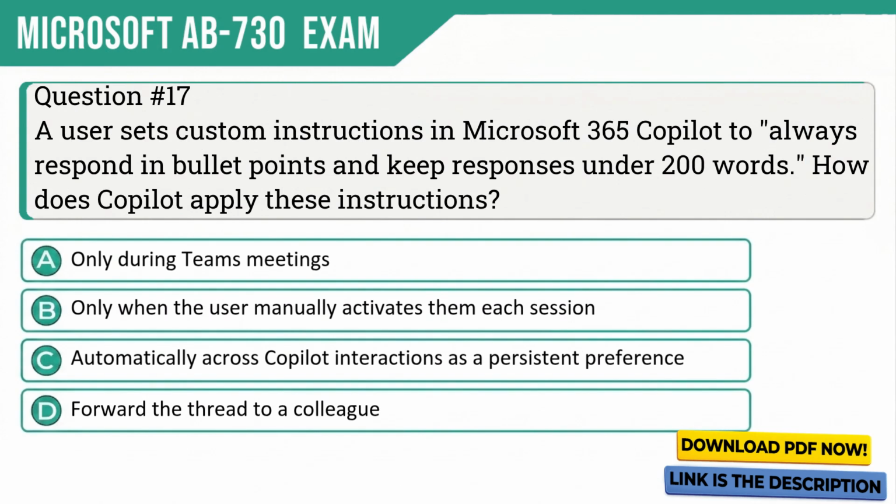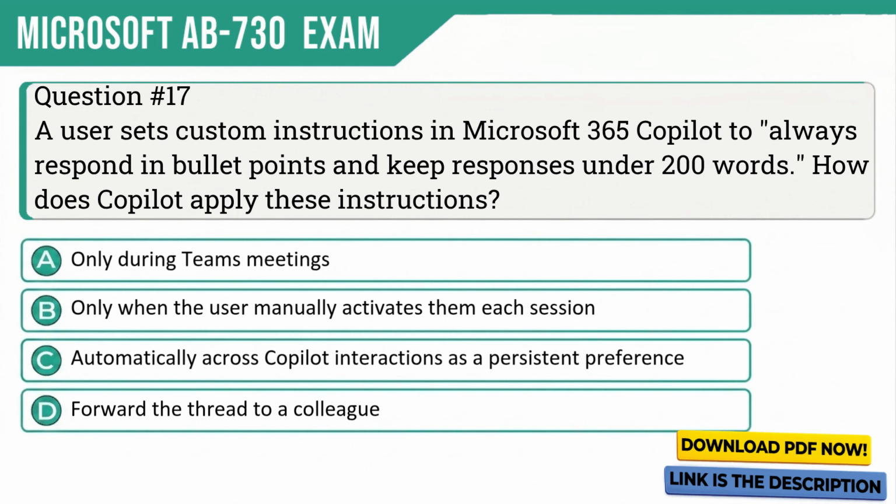Question number 17. A user sets custom instructions in Microsoft 365 Copilot to always respond in bullet points and keep responses under 200 words. How does Copilot apply these instructions? A. Only during Teams meetings. B. Only when the user manually activates them each session. C. Automatically across Copilot interactions as a persistent preference.